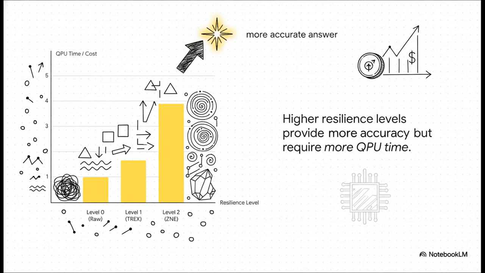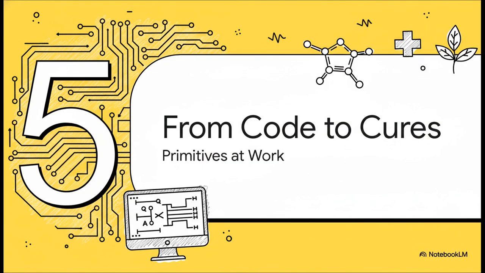You just pick one. Level 0 gets you the raw, noisy data, no frills. Level 1 adds some basic error mitigation, and Level 2 brings in the heavy hitters like ZNE. The key thing to remember, though, is the trade-off. Higher resilience gets you a much more accurate answer, but it's going to cost you more in quantum computer time. You get to choose.